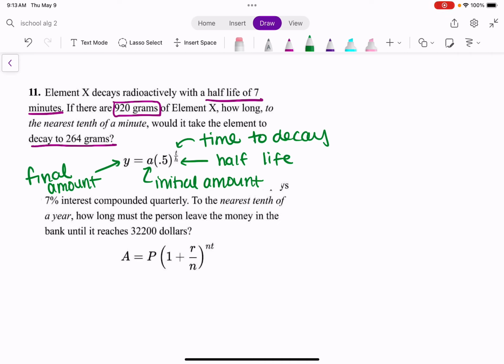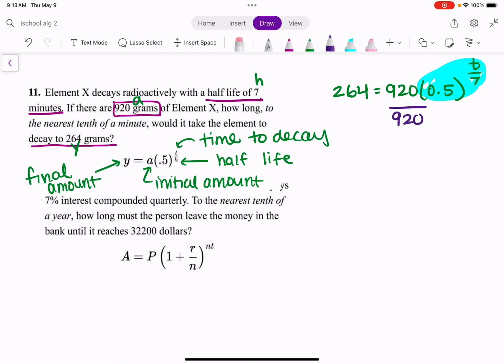So we're going to plug in what we know. So my half-life is 7, so that's my H. This is my A, and this is my Y, okay? So I'm going to plug it in. I have 264 equals 920, 0.5 to the power of T over 7. So again, we got to get the base and the exponent by itself. First thing I'm going to do is divide by 920 on both sides, okay?